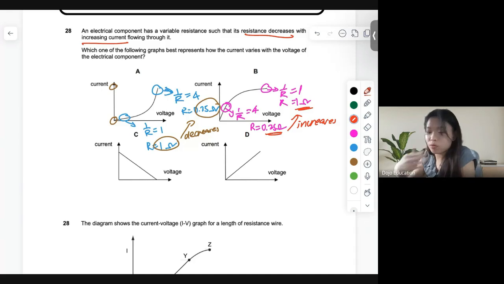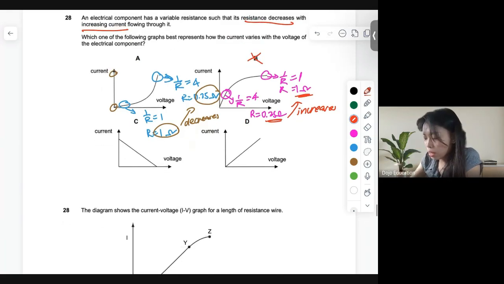Okay, but the question is asking for resistance decreasing. So B is out. And for C and D, this one I want you all to take note. If it's a straight line, you'll realize, for example, this part, how do I find my gradient? Y2 minus y1 over x2 minus x1. And how do I find my gradient here? Same thing. Y2 minus y1, x2 minus x1.